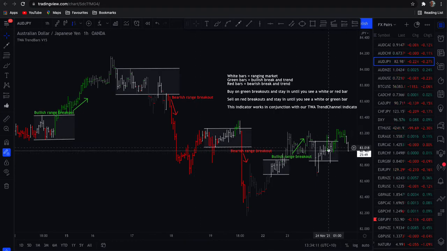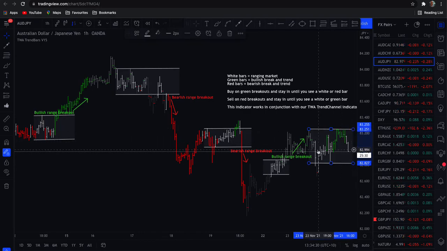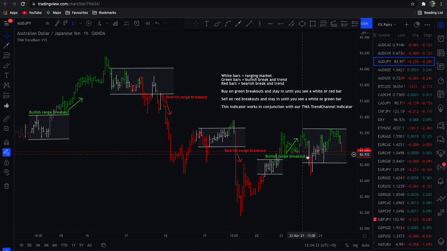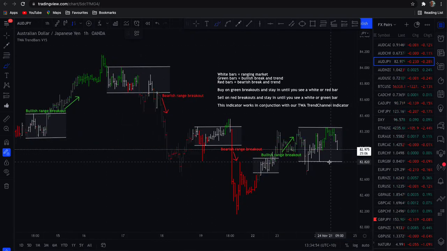Over here, for example, the market's still figuring itself out. It's coming back down into this range here. So we can wait until we get a clean breakout of the range. For example, perhaps a break, a retest and fail, and then we know we can enter the market here. So this is where the trend channel indicator comes in handy. Now let's go back over here.